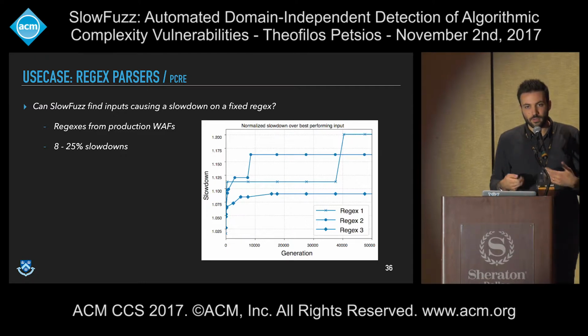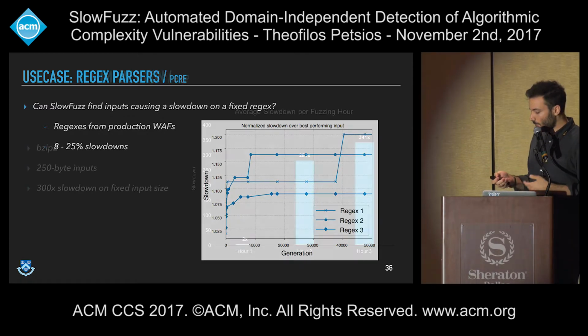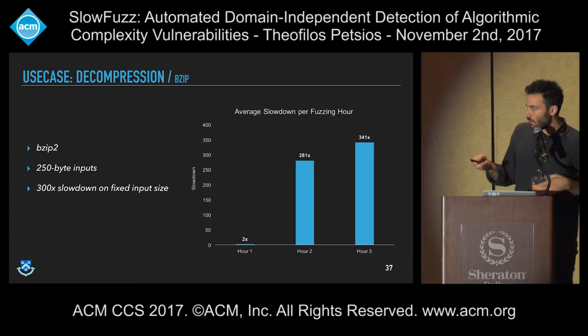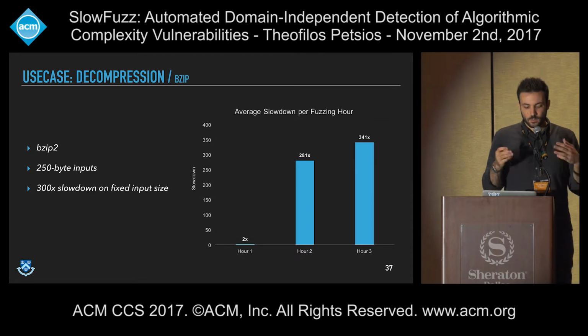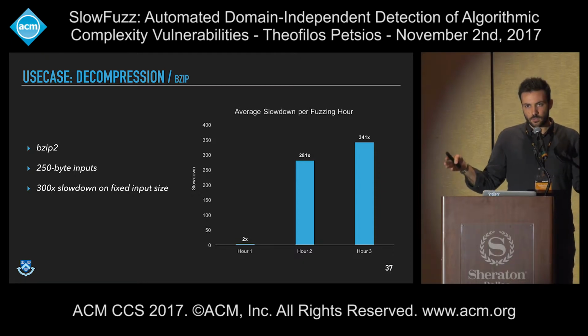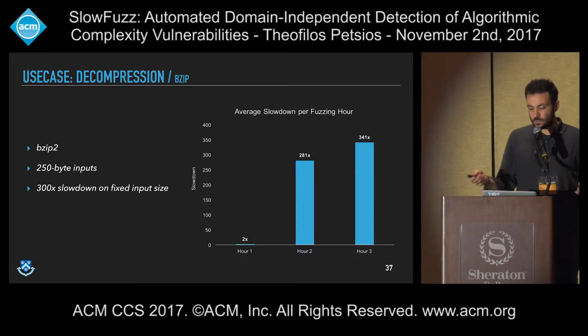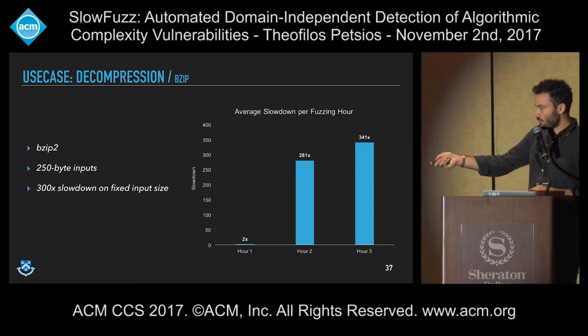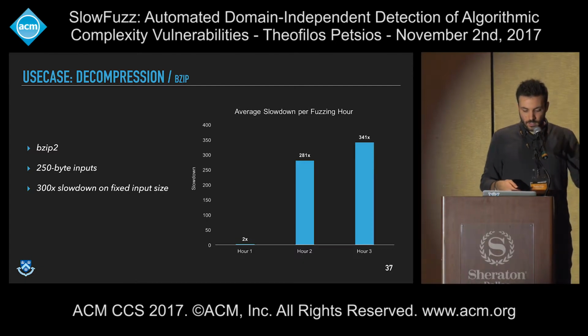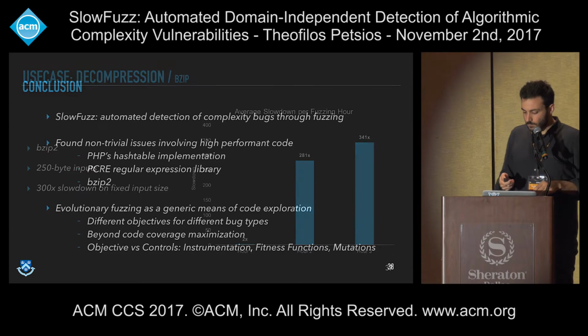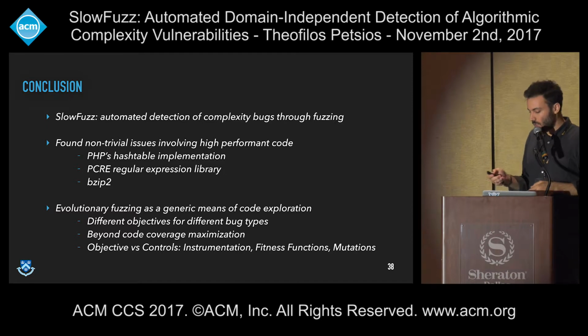Finally, we wanted to evaluate SlowFuzz on performance-sensitive applications such as compression and decompression binaries. So we applied SlowFuzz on bzip, and we asked it to generate inputs of at most 250 bytes and observe the decompression times. Again, without any changes to the internals, we see that after a few hours of fuzzing, we managed to achieve more than a 300 times slowdown on a fixed input size. Again, this is without any modification to the engine, without any knowledge of the internals.